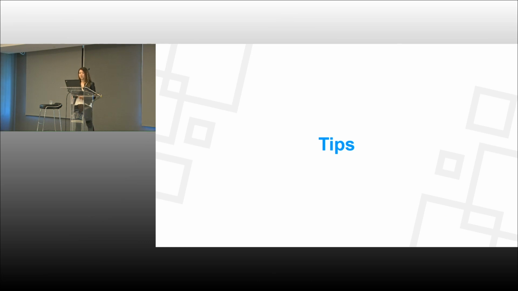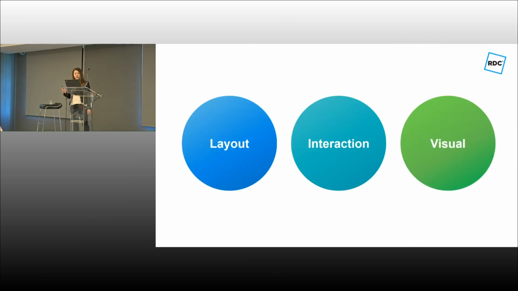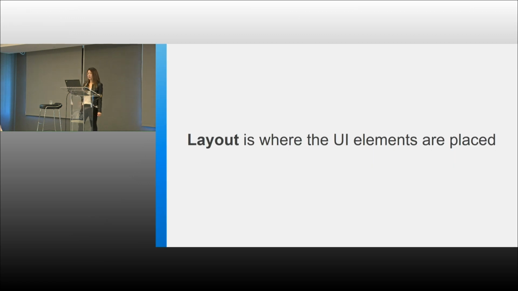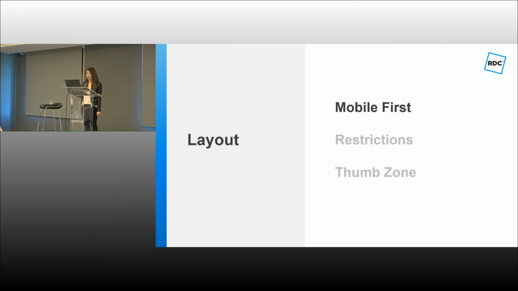I'm going to share some tips and some things to think about when you're designing for the different platforms. I'll go over three sections: layout, interaction, and visual. Let's start with layout first. Layout is where you put your UI elements, and some things to think about are mobile first, restrictions, and thumb zone. So let's start with mobile first.